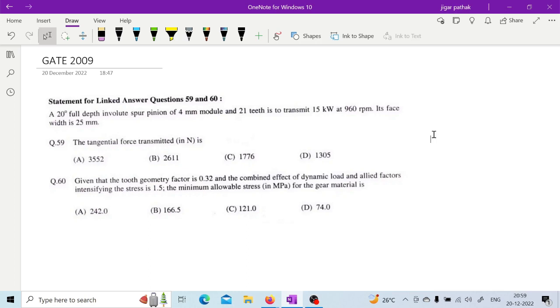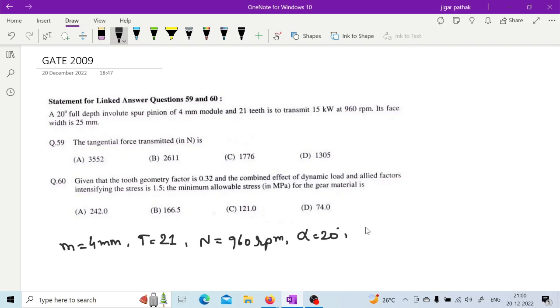Okay. So here, how will you start? If you note down first the given data, then module is 4 mm. Then number of teeth is 21. Then speed is 960 rpm. Then the pressure angle, which we have considered as alpha, is given as 20 degrees. Then face width is 25 mm. And your transmission power is given as 15 kilowatt.